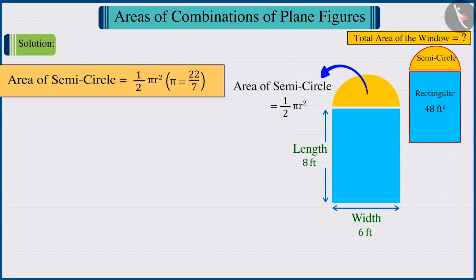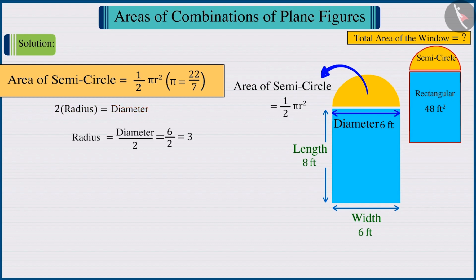But we do not know the value of r, that is, the radius here, so let's first find the value of r for this. Observing the shape of the window carefully, we can find that the diameter of the semicircle represents the width of the window. And we know that the diameter is twice the radius, for which we can say that the radius of the circle will be 3 feet.